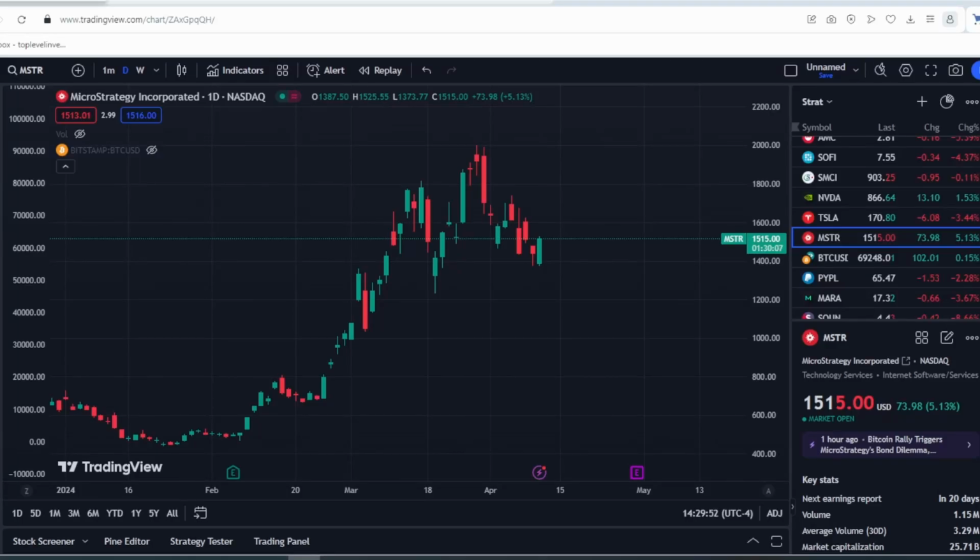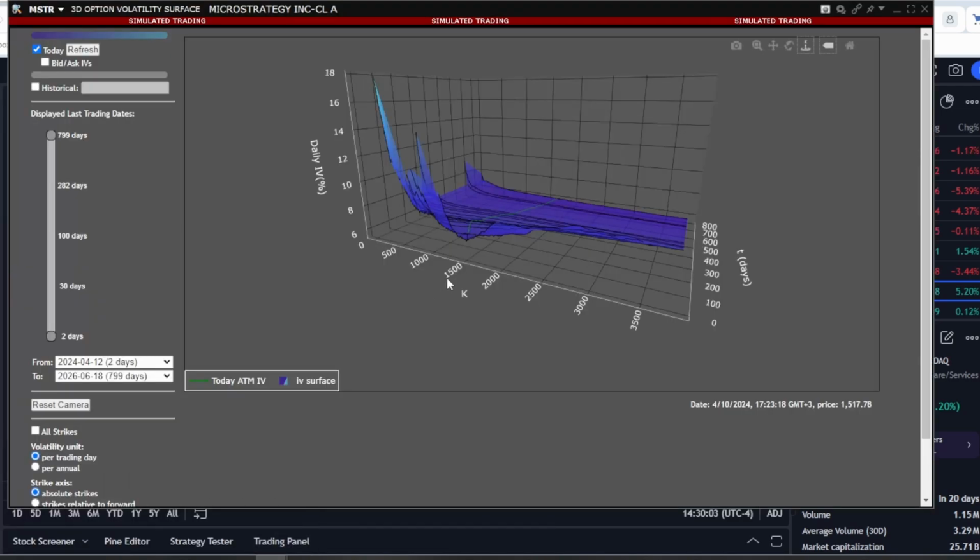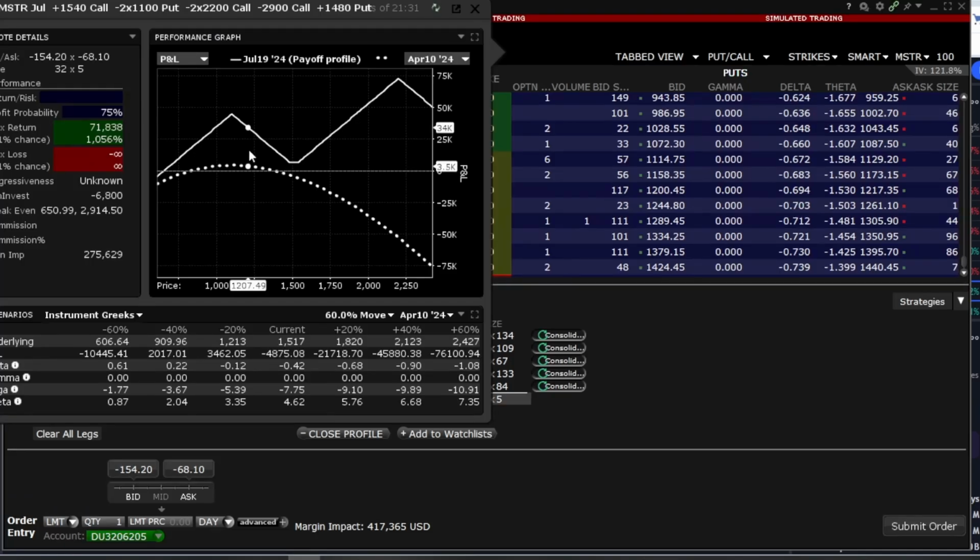Let's get to the bottom of MicroStrategy stocks. I will definitely show you the volatility smile. We'll also touch on 3D volatility. I'll show you a strategy. As we can see, no matter which way the stock goes, we make money. The strategy is almost break even, but I'll tell you about that later.